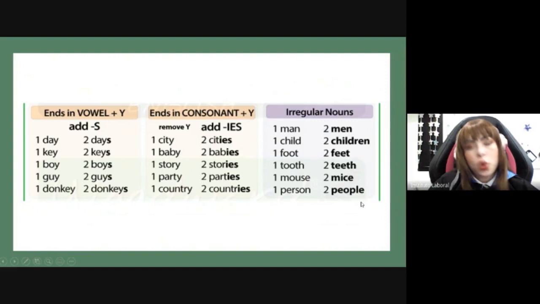One person, two people. Yes, the plural of person is people, not persons. That's incorrect. The plural of person is people. So if you say, I have met three people, I have met four people, I have met five new people. Okay? Person is singular, people is plural, because person is an irregular noun.